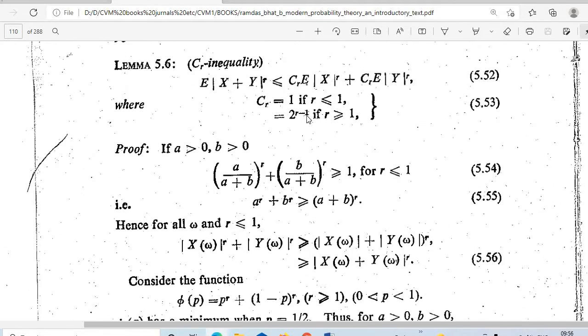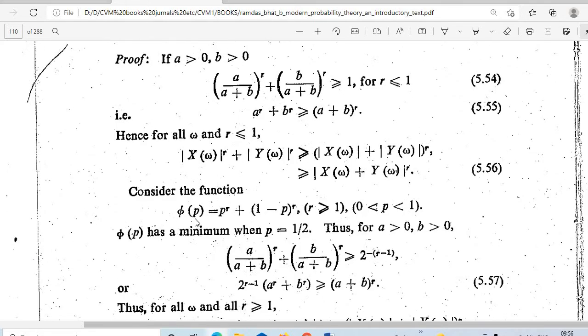Now to prove the second, Cr equal to 2 raised to r minus 1, what happens? Take the mathematical function phi of p is equal to p raised to r plus 1 minus p raised to r. If you differentiate with respect to p and equate to 0, you will get p is equal to 1 by 2. So the minimum, the optimum value will be attained at p is equal to 1 by 2.